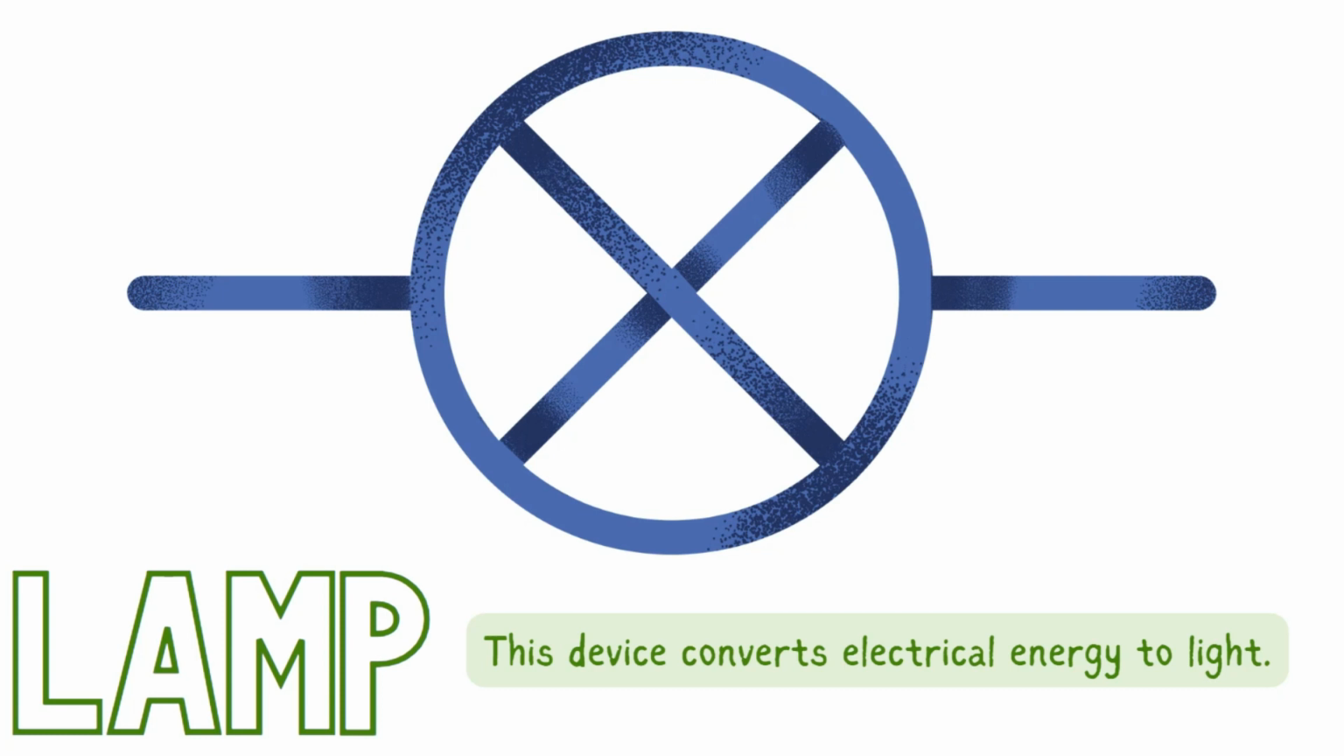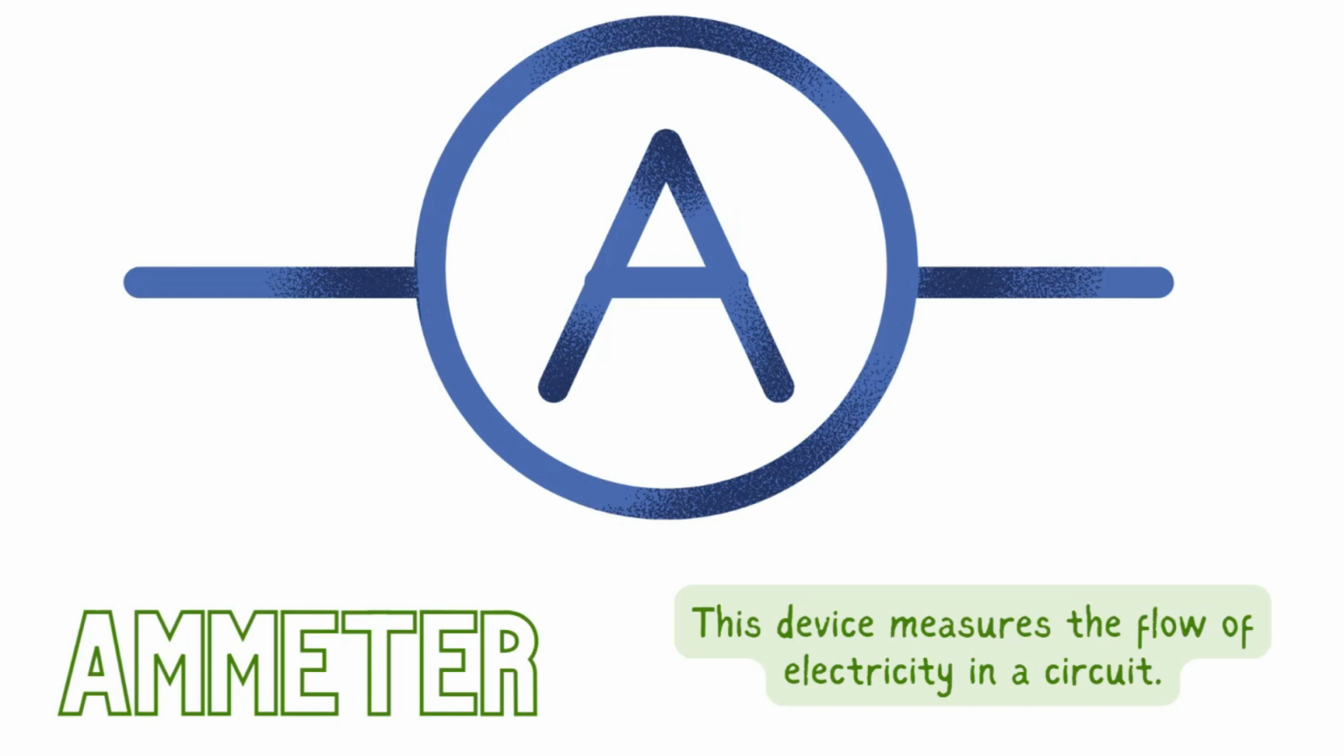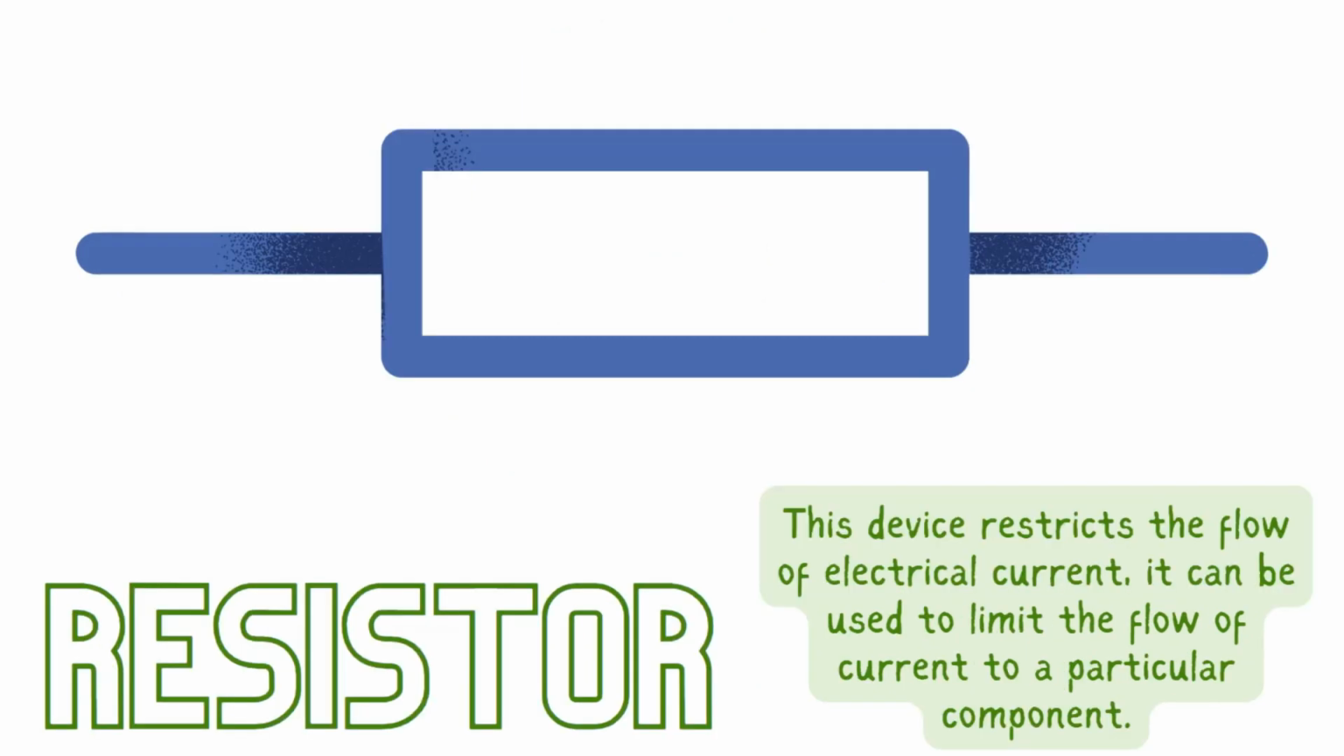This device converts electrical energy to light energy. This is the lamp. A voltmeter measures the voltage or potential difference between 2 points in an electrical or electronic circuit. An ammeter measures the flow of electricity in a circuit.